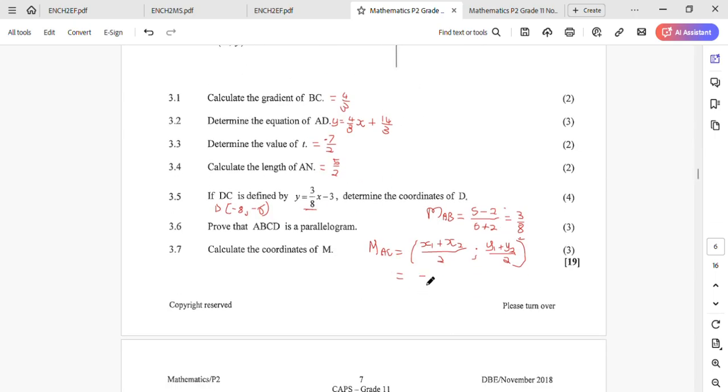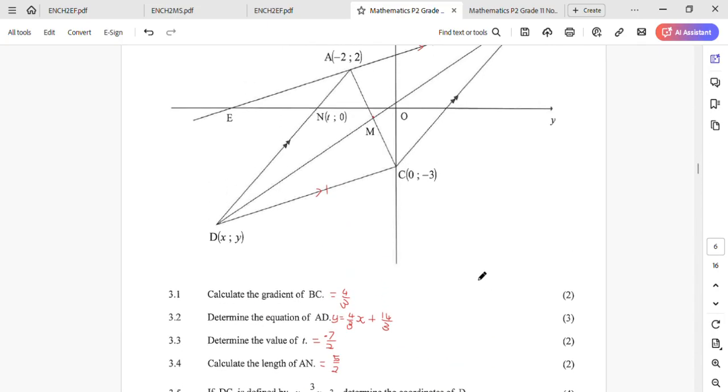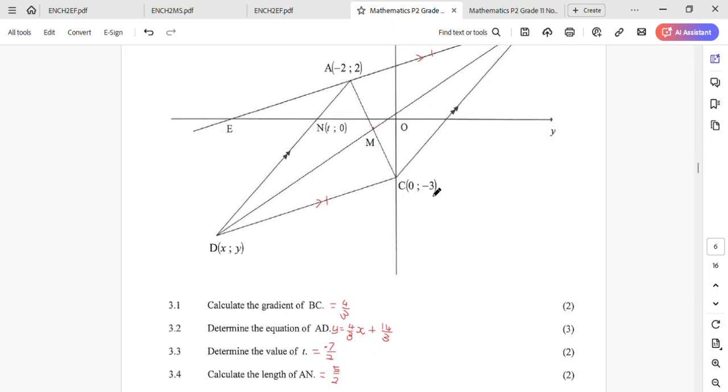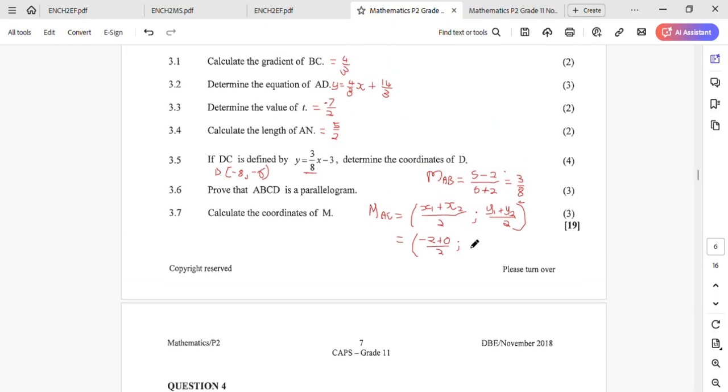So it's minus 2 plus our 0 all over 2. Don't forget the brackets. Our y1 is 2, our y2 is minus 3, so it's 2 minus 3, all over 2.